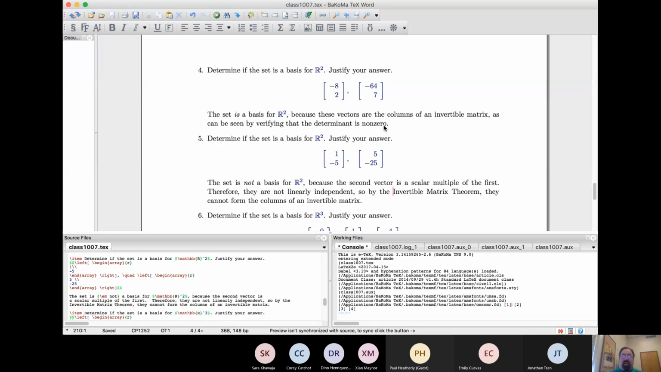Okay. Yeah, so these 2 problems together illustrate the possibilities when you have 2 vectors. This is a multiple of this, not a basis. This is not a multiple of this, is a basis.